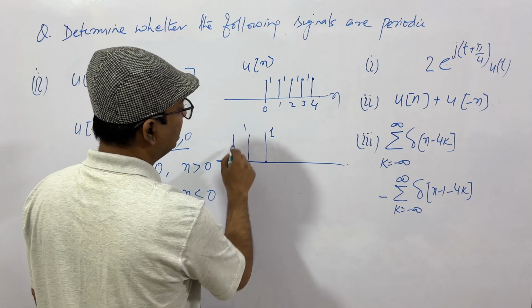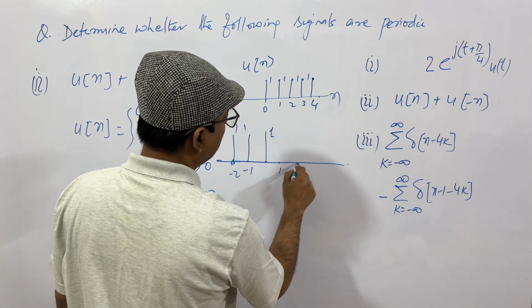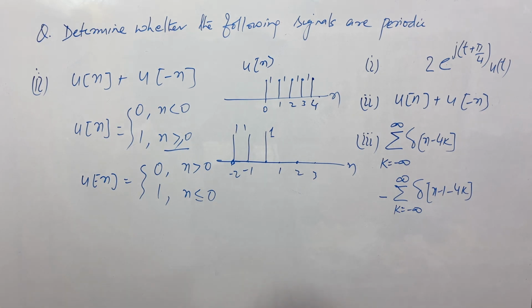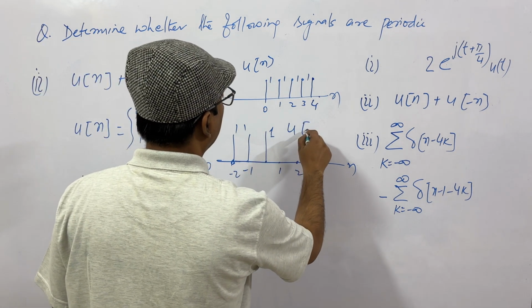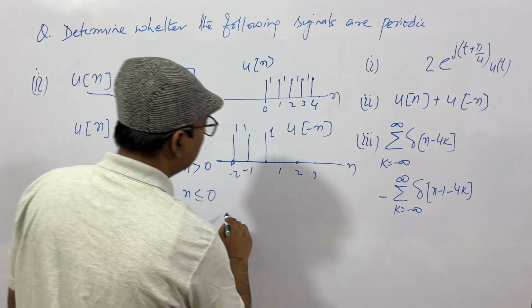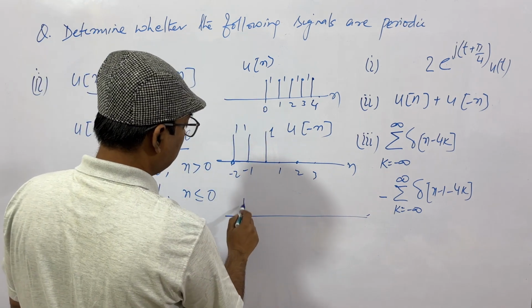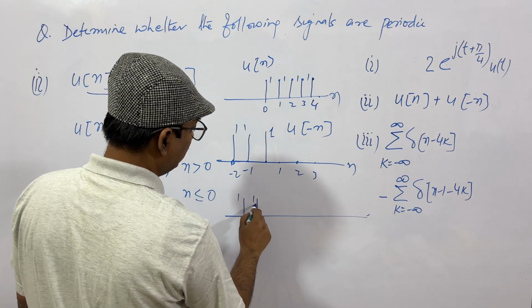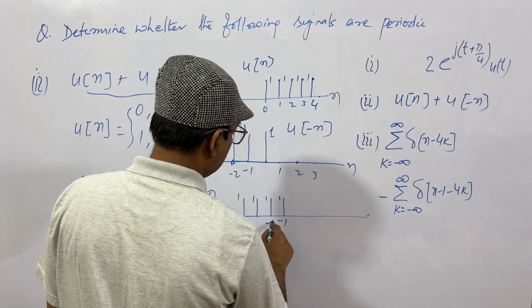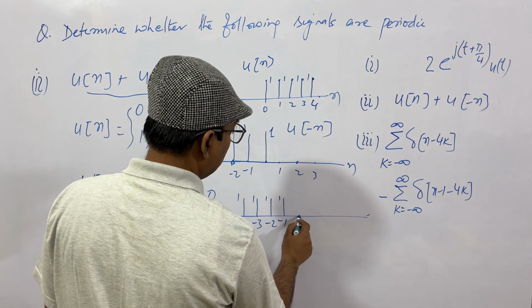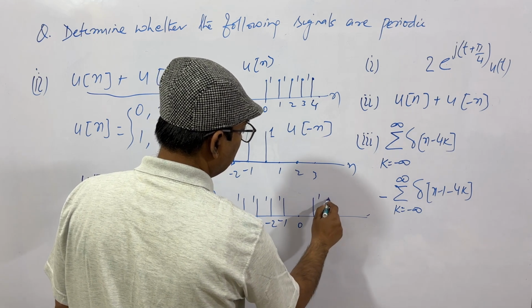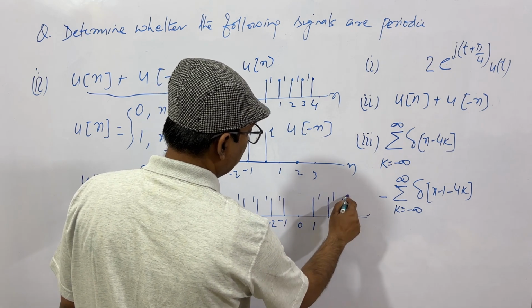Okay, and these 1, 2, 3, these will be 0. So this signal is u minus n. Now when you add these two signals, this plus this, what will happen? The resultant signal will be, let's say this is 1, 1, 1, 1. This is minus 1, this is minus 2, this is minus 3, minus 4. Leave 0, go to again 1. It will be 1, 1, 1 and so on.